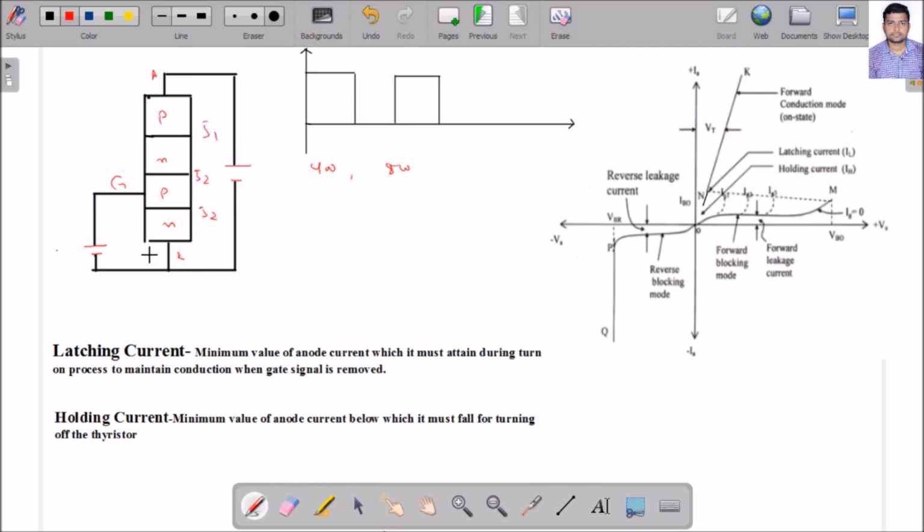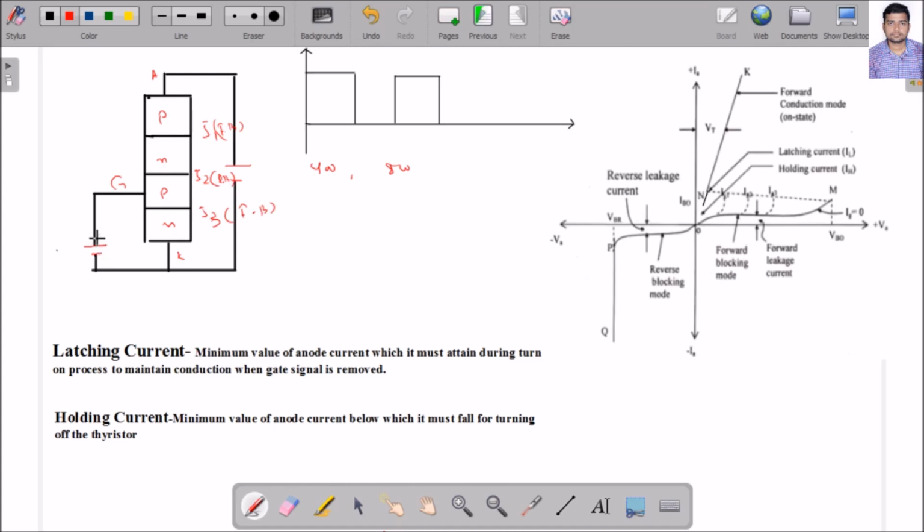I am giving the positive supply to anode and cathode, and also the gate signal, and suppose the thyristor is now conducting. If the thyristor is conducting, junction J2 is no longer reverse biased. Previously, when the thyristor was not conducting, J1 was forward biased and J3 was forward biased, but J2 was reverse biased. That's why the current was not flowing. The current was only leakage current, known as forward leakage current.